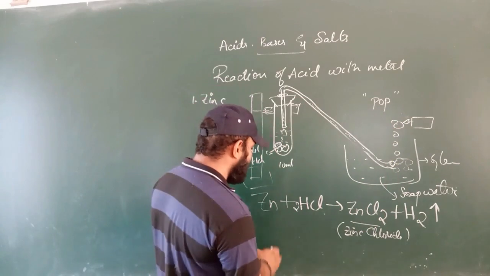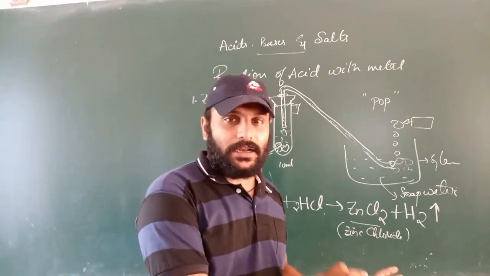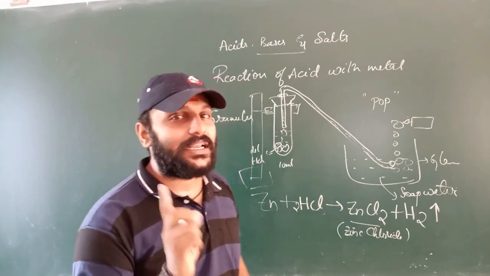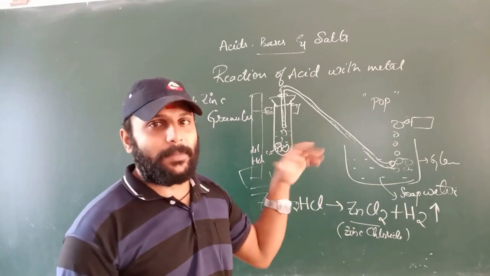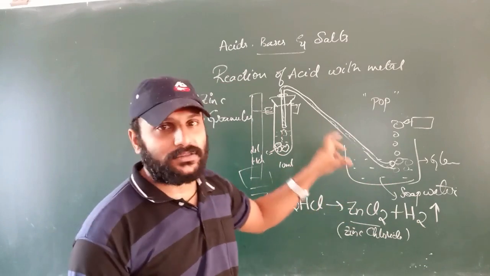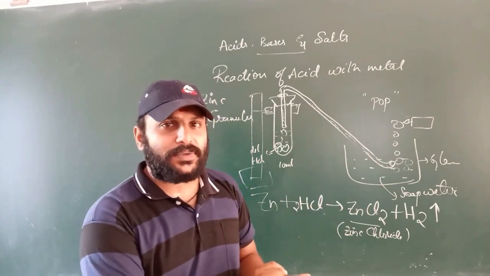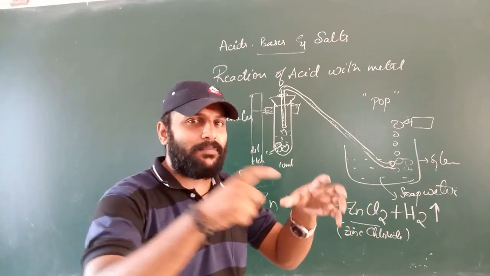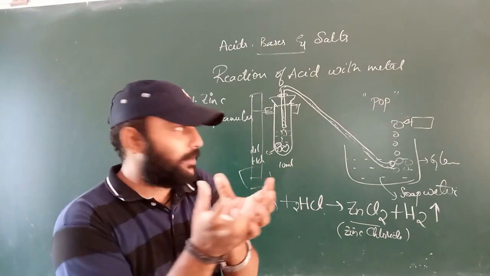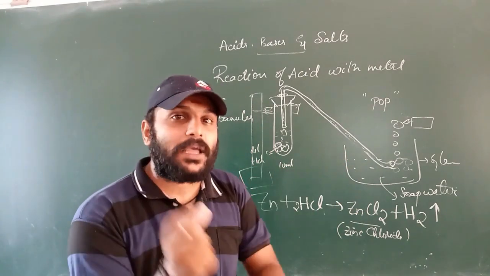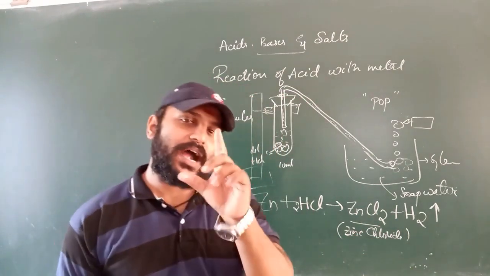So here we can say that when a metal reacts with an acid, what is the product formed? Hydrogen gas. Now, how do you test the presence of hydrogen gas? They may ask, how do you test the presence of hydrogen gas? When we place a burning matchstick or burning candle near the bubble, if it bursts with a pop sound, then we can say that the gas formed is hydrogen gas.